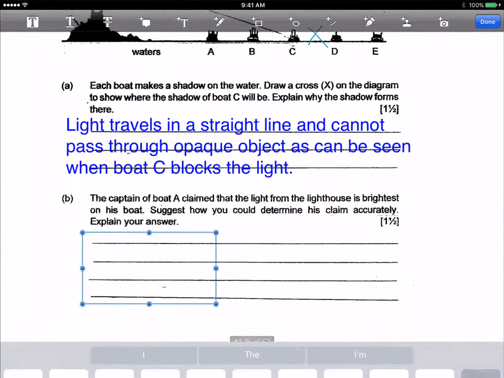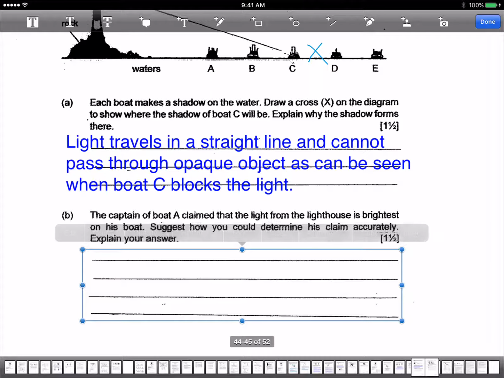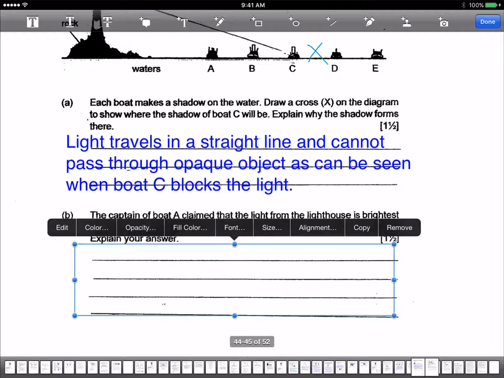Okay, how do? He's nearest to the light. No, he said he's nearest to the light source, therefore it is always the brightest. Okay, now they're not asking you whether he is right or wrong. They're asking you how can you check?